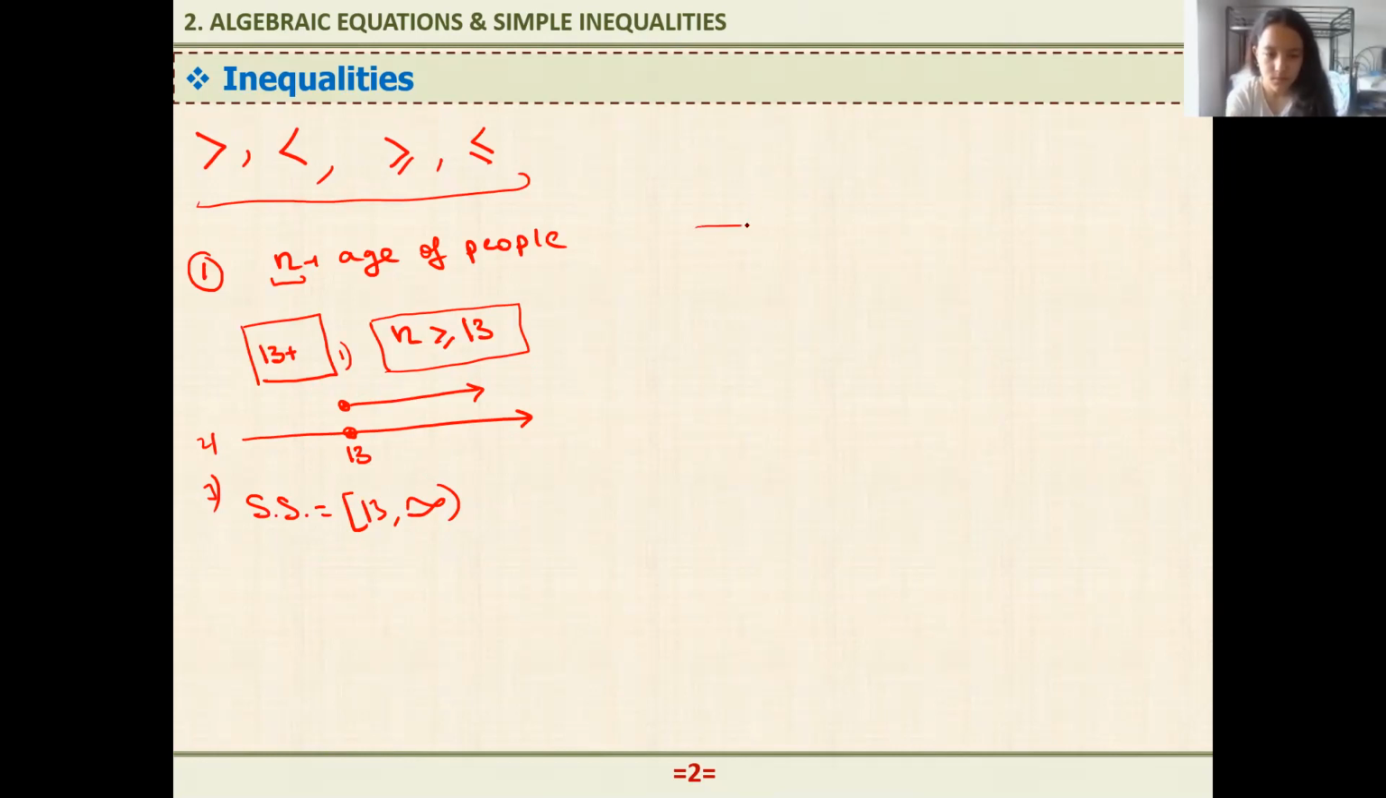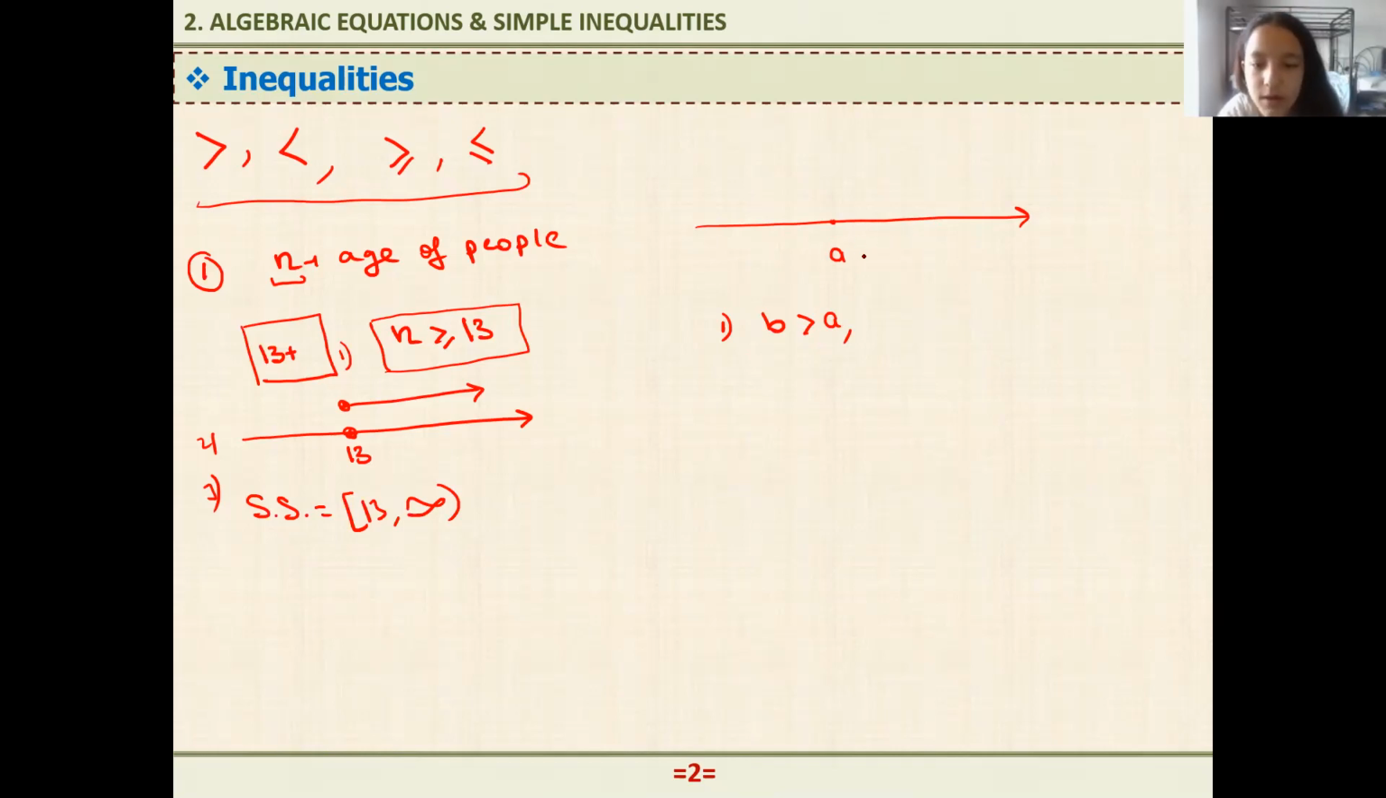On the number line also, we know that if you pick any number here, let's say 8, and if I give you another number which is greater than 8, where can we place this number? To the right of A or to the left of A? To the right, right?